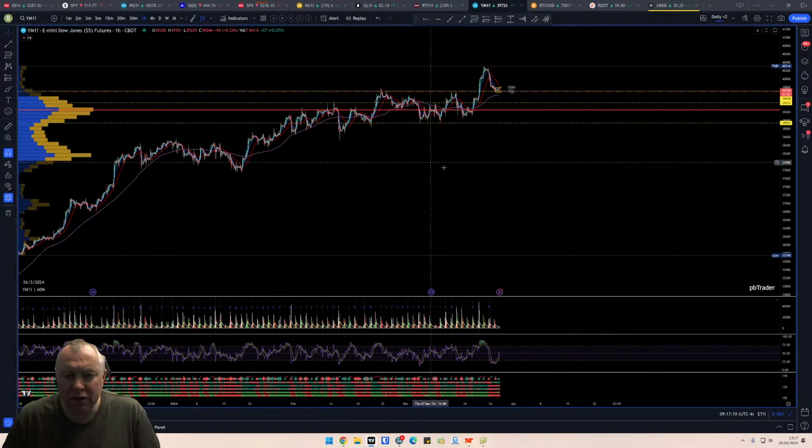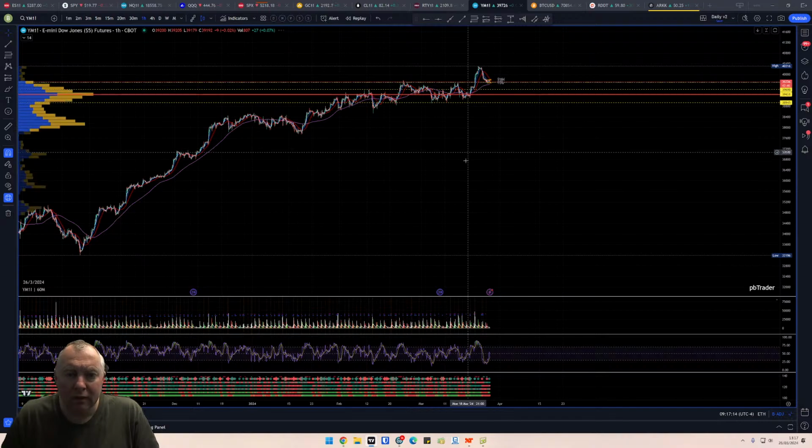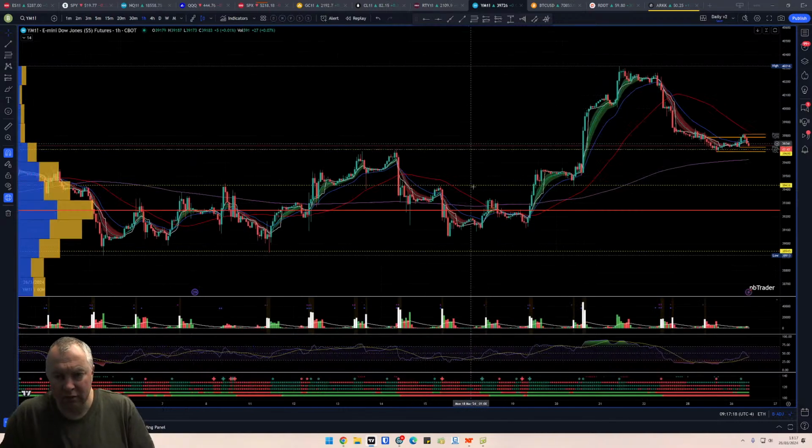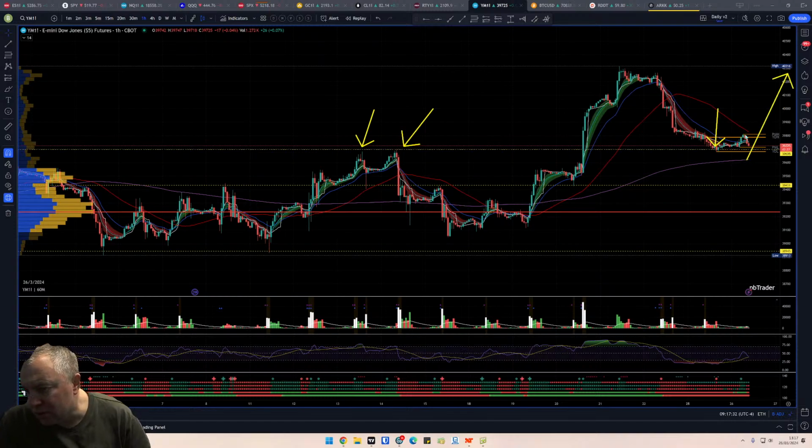YM, Dow Jones, this is the hourly, and we can see we've broken out through this zone, this region, finally. And then we come back in, we're retesting this area, so it's a potential bounce area right now, so we're retesting it there. And if we can stay above the 200, then we can look for a long.